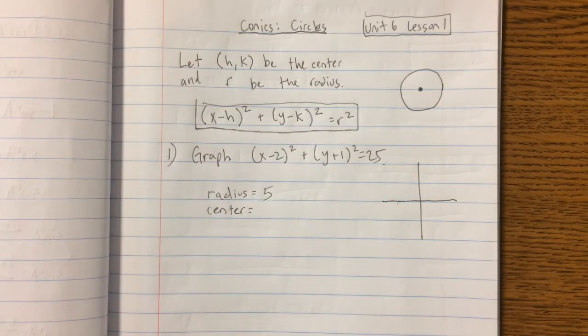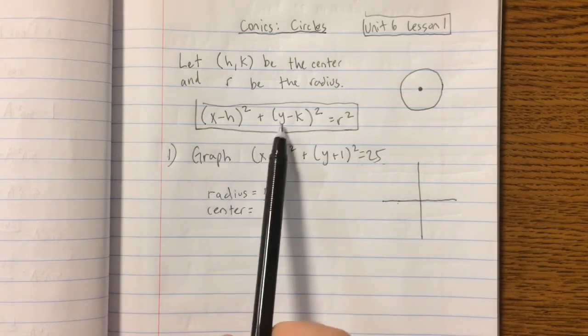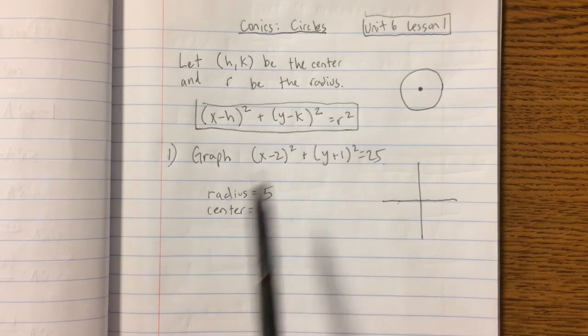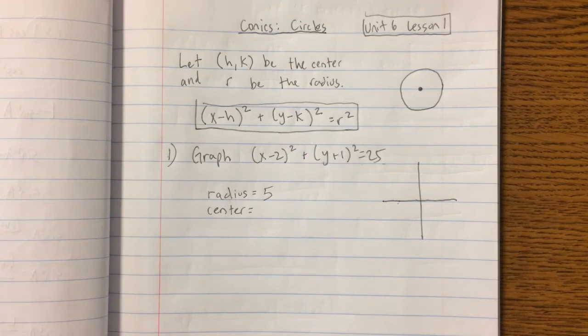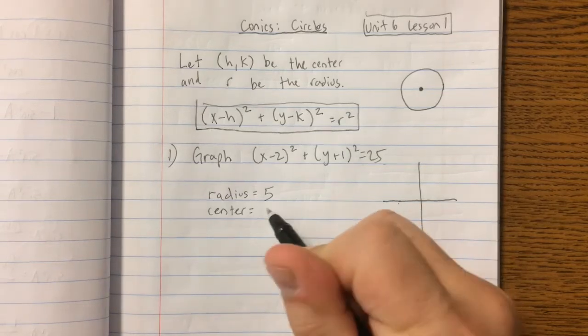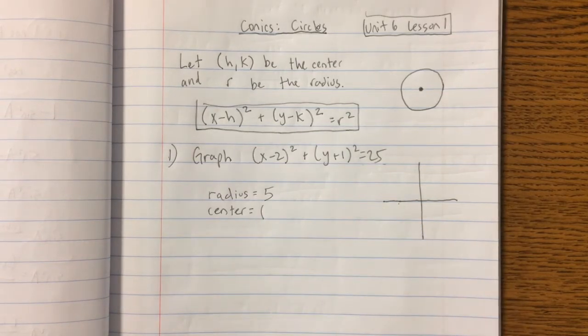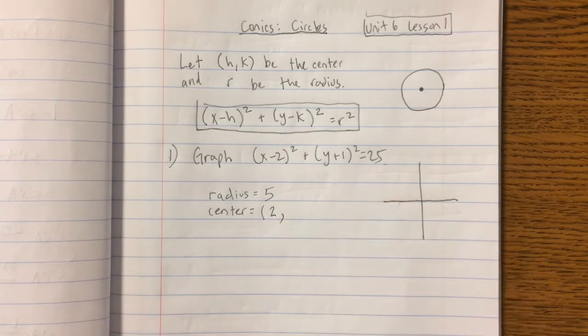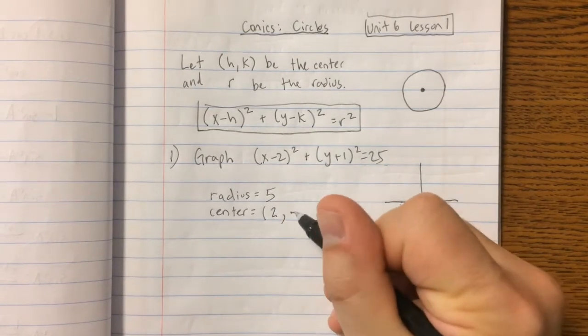You want to be careful there, okay? Notice how the equation is x minus h and y minus k. So the h and k are going to have the opposite sign of the coordinates of the center. So like what should be the x coordinate of the center? Yeah, positive 2, comma, negative 1.